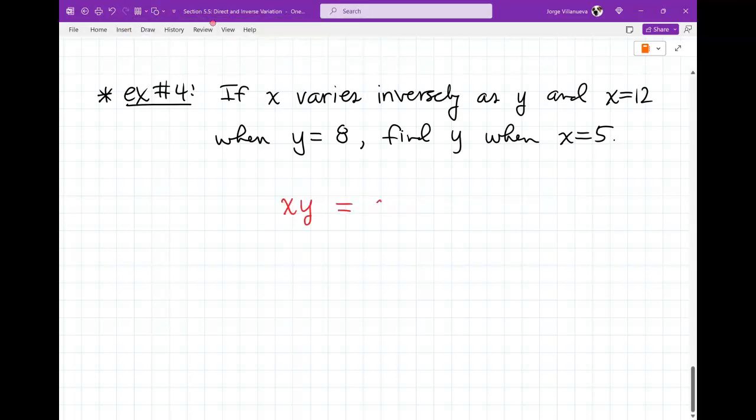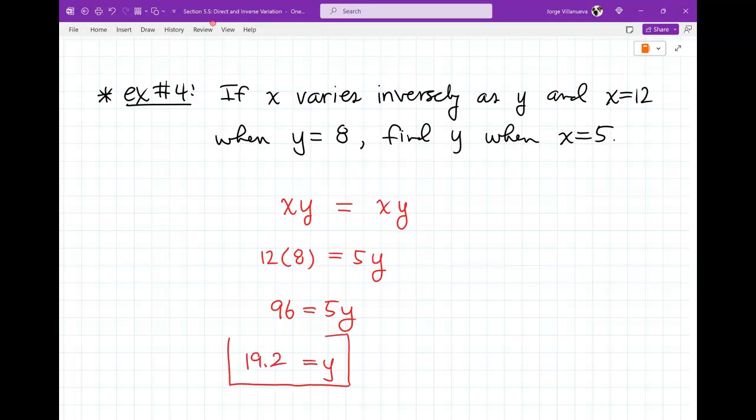x1y1 equals x2y2. I know my x's and y's already. They say x is 12 and y is 8, so 12 times 8 is equal to, they say find y when x is 5, so 5y. Now, 12 times 8 is 96, so 96 is equal to 5y. If I divide both sides by 5, that does not go in evenly, so let's see what we get. 19.2.